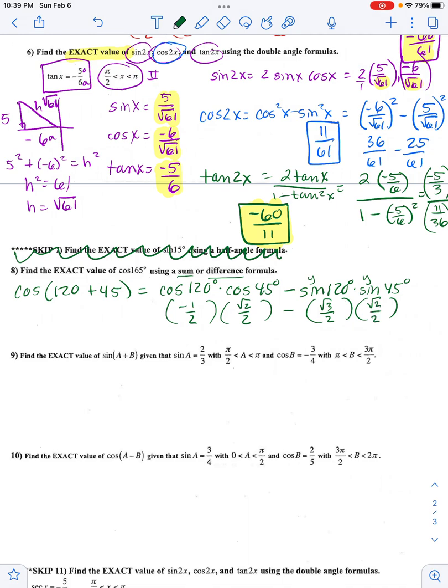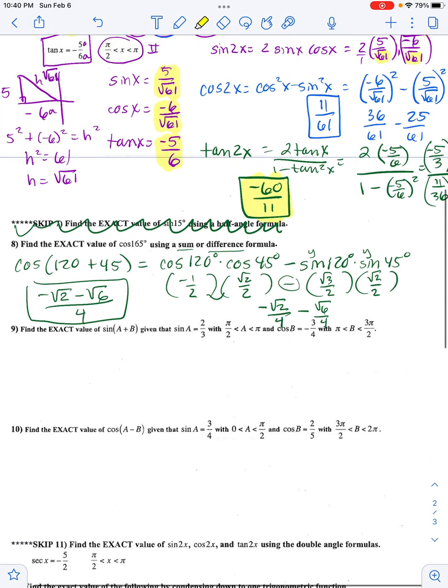These are the ones where we always get like root 2 or root 6 over 4 constantly. And this is no different. These two will multiply to be negative square root 2 over 4, and then minus because of the formula. These two multiply to be square root 6 over 4. So our answer would get written as negative root 2 minus root 6 all over 4, and that'll be that.